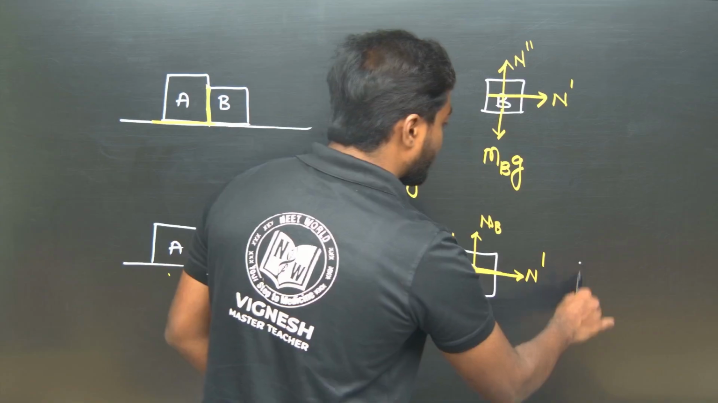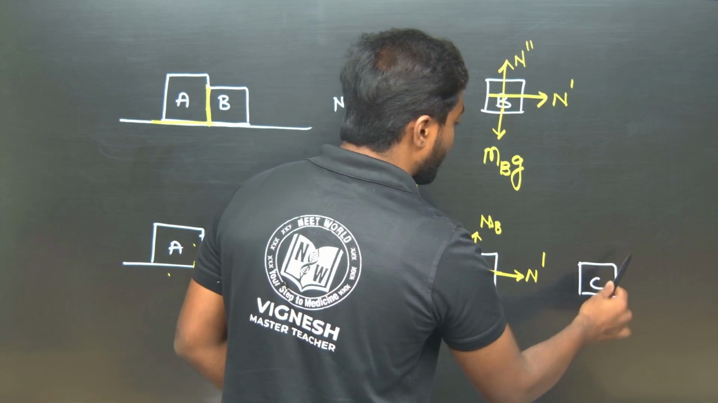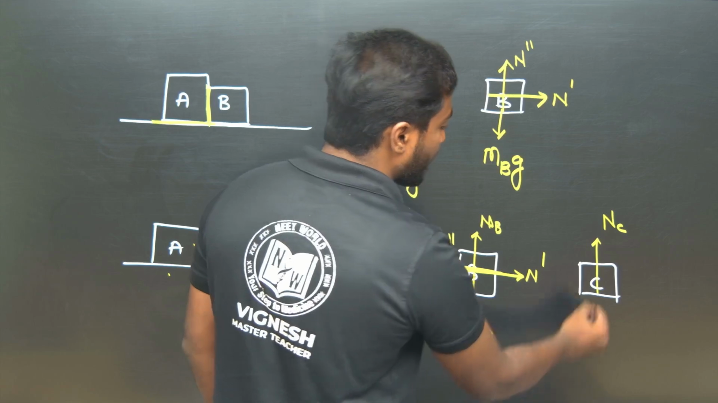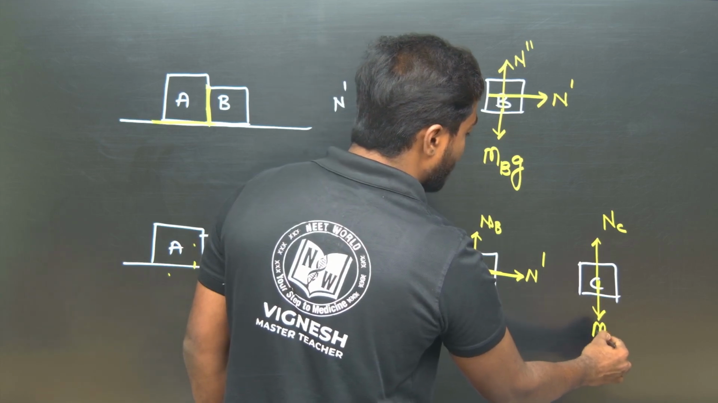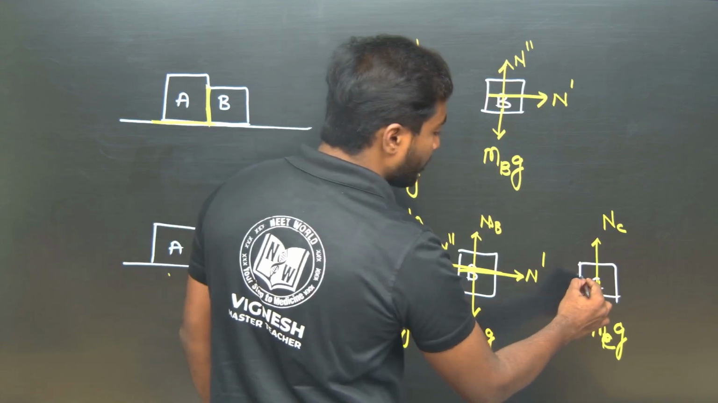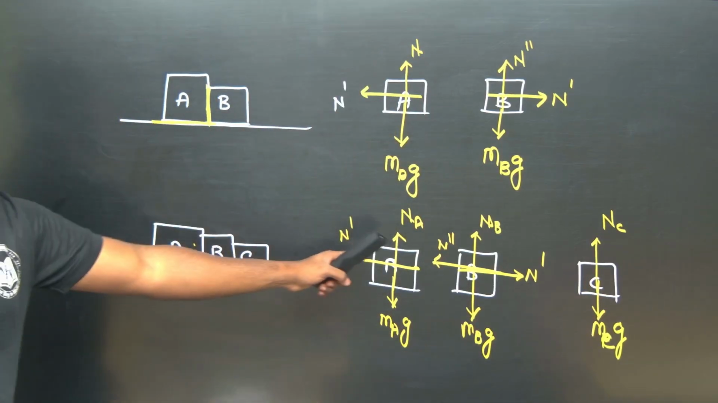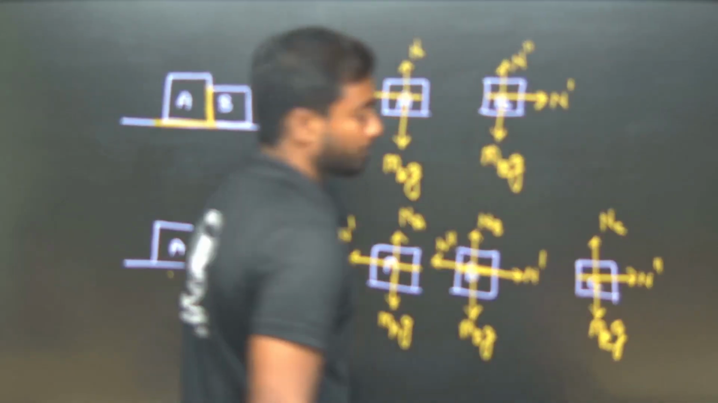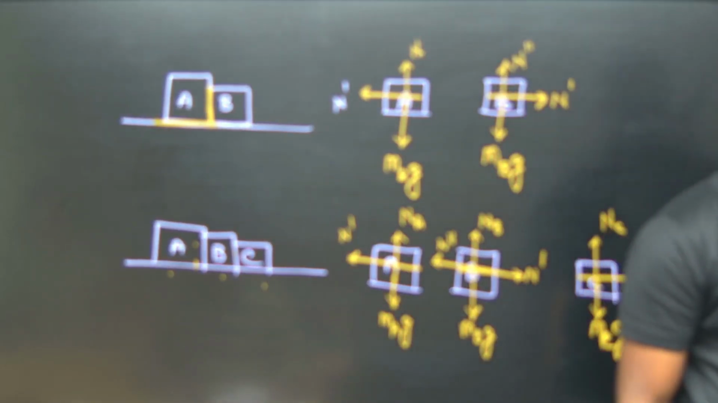Now for C, how many contacts are there? Two. So one is normal to the surface and one will be weight, that is mg, and in which direction is it? Towards right. So this is my normal N double dash. Okay, take it.